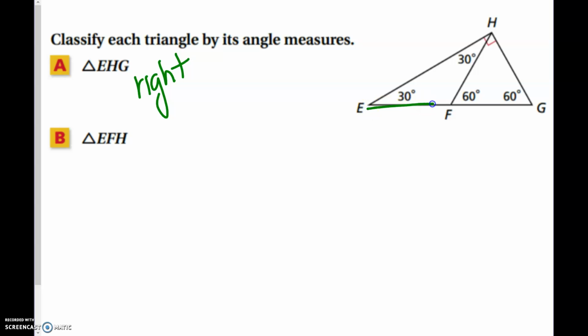EFH. So we have a 30, 30, this is 60, this is a linear pair, so that leaves this to be 120. That one angle is bigger than 90 degrees. So we're going to say it's obtuse.